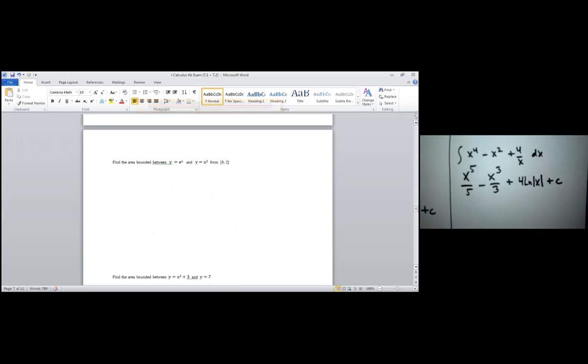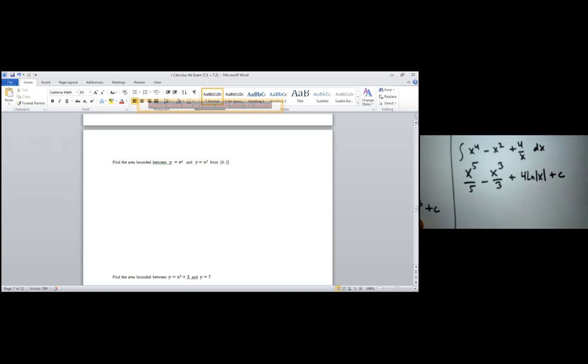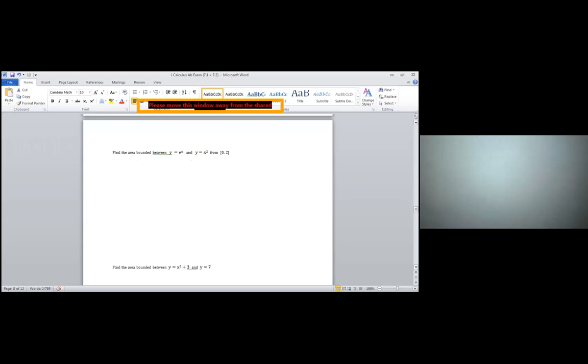All right, next up, we are finding some areas bounded. So let's make sure we remember how to do this. This is 100% on the AP exam, so we should be able to get this one right. Area bounded comes in 2 forms. One of them, they give you the bounds, like that one. The one below it, they don't give you bounds.